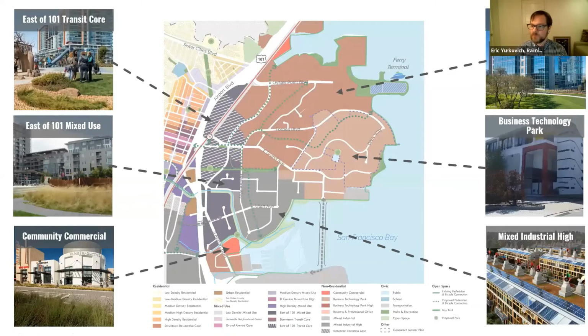This is an example of what some of that looks like. Some of those buildings might look like in the East of 101 area. And this area would have probably the highest scale of all those, meaning the tallest buildings, because it's East of 101. The heights have traditionally been allowed to be higher than in other parts of the city. And so we anticipate something similar in this area as well. So you can see some of what that looks like.